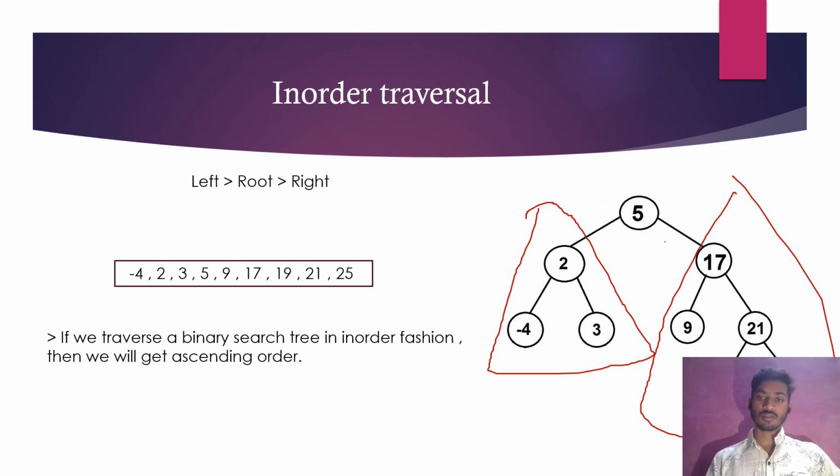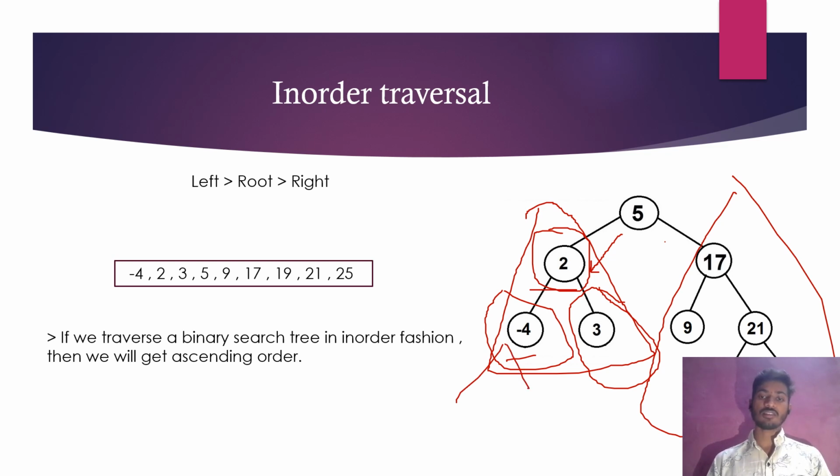The first node in the left subtree is 2. Here 2 acts as the root node, and this is the left subtree of the 2 and the right subtree of the 2. We have to apply the same traversal for this root node also. Here in the left part we have -4. It does not have any child nodes, so we have to add this -4 to the in-order traversal.